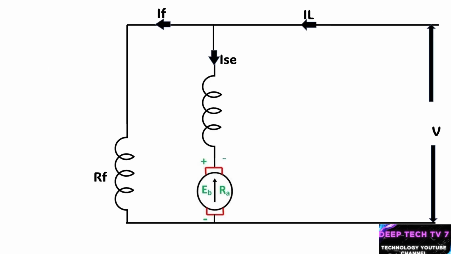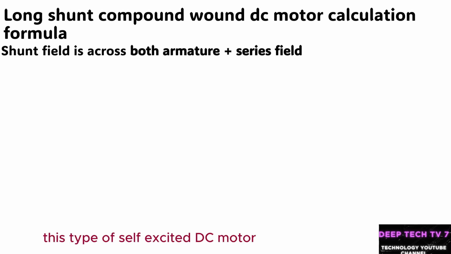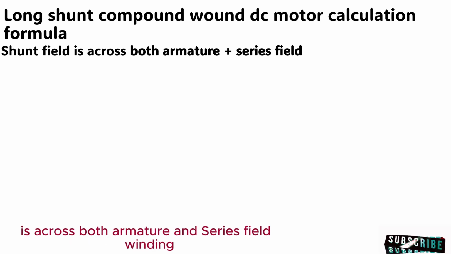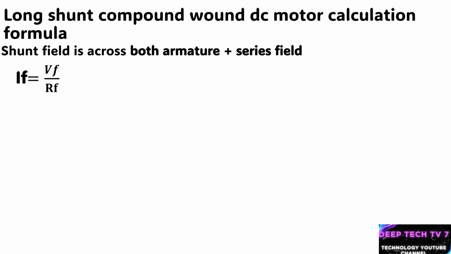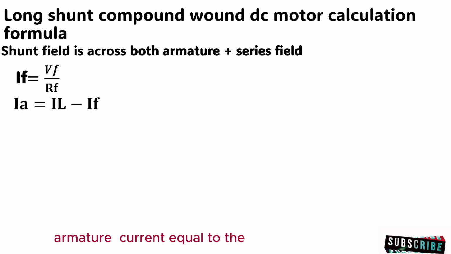Long shunt compound DC motor. Long shunt compound wound DC motor calculation formula. In this type of self-excited DC motor, the shunt field winding is across both armature and series field winding. Field current equals the field voltage over field resistance. Armature current equals the supply current minus field current.